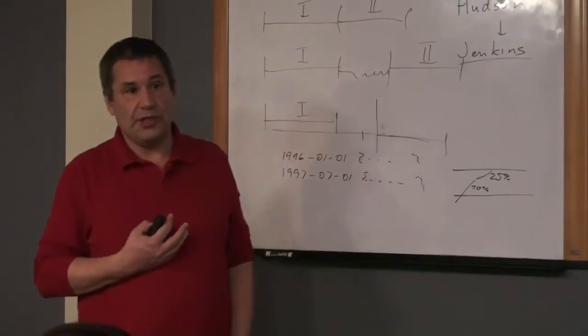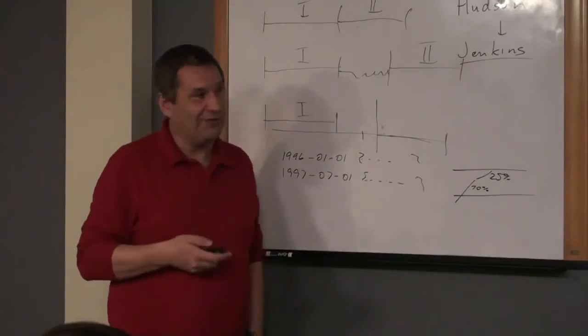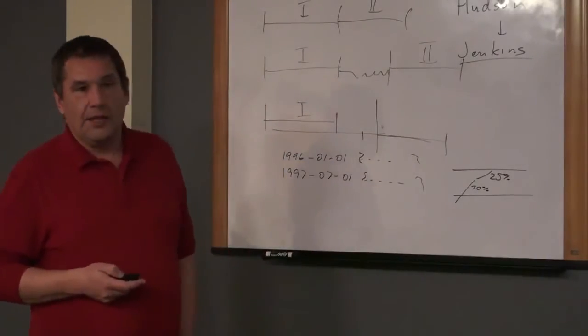Typically you have more machines than tiers. That's the rule of thumb. Okay, any other questions?